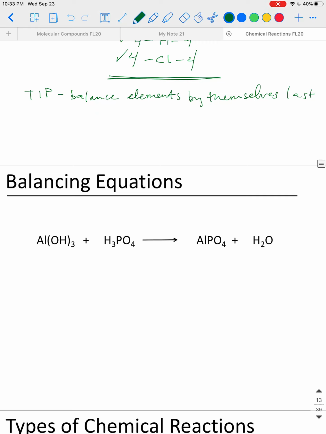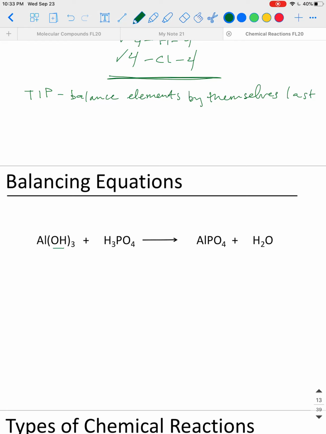Let's keep going. The way you get used to balancing, the way you get good at it is you just practice. So we have aluminum hydroxide is our first reactant. Aluminum hydroxide. And then we have hydrogen phosphate. These react together and make aluminum phosphate and water.